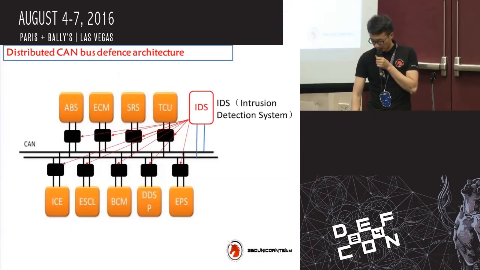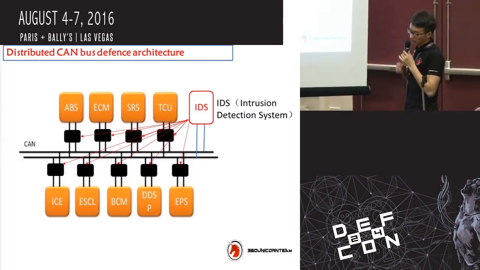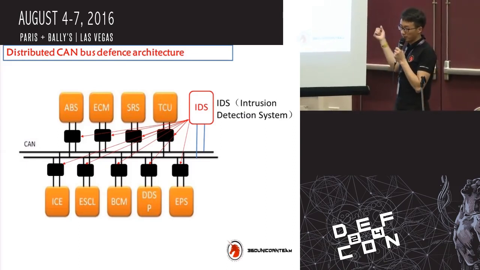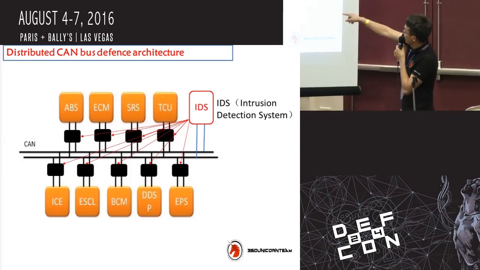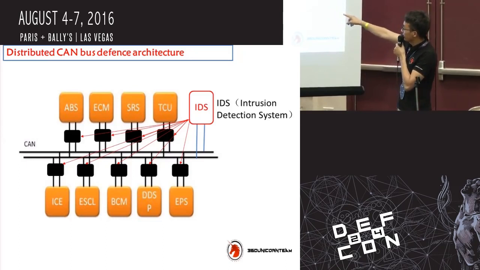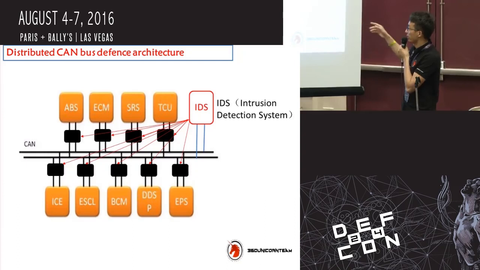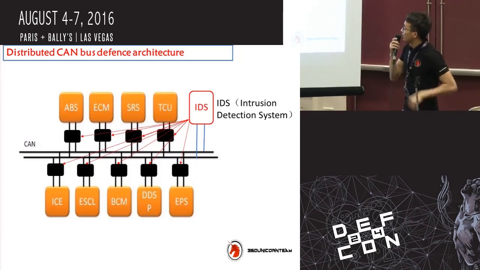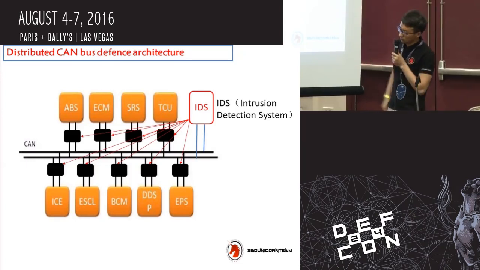Now let's get into the meat of this talk. This talk is about detecting parameter injection and spoofing attacks. I have mentioned that the CAN network architecture has two wires. One is CAN high and the other is CAN low, and these two wires are connected like this.